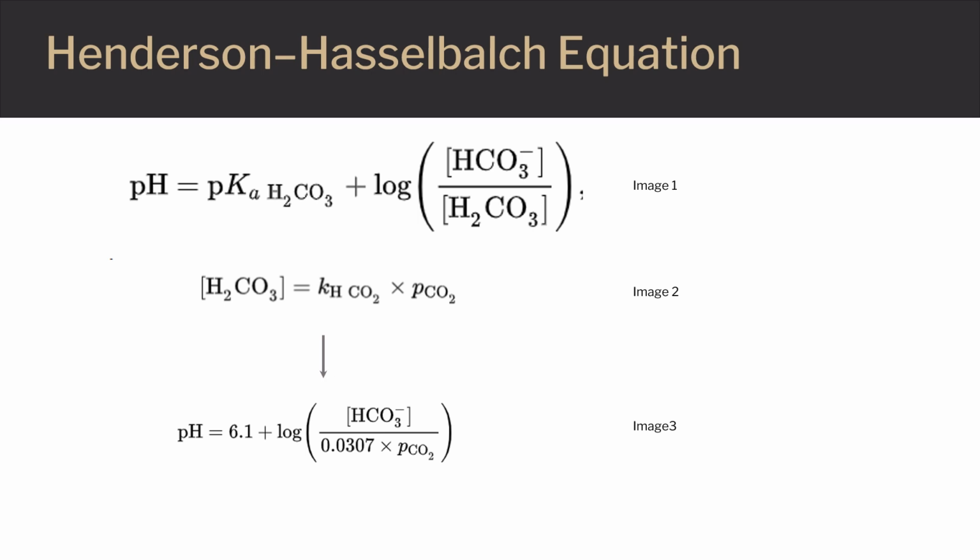Combining these equations results in the third equation shown on the slide, relating the pH of blood to the concentration of bicarbonate and the partial pressure of carbon dioxide. In this equation, pH is the acidity in the blood, HCO3 is the concentration of bicarbonate in the blood, and PCO2 is the partial pressure of carbon dioxide in the blood.